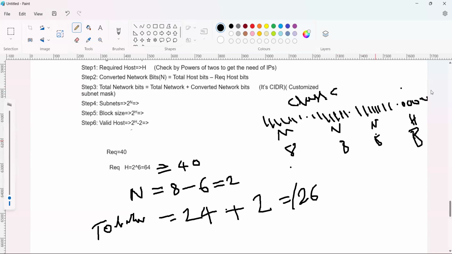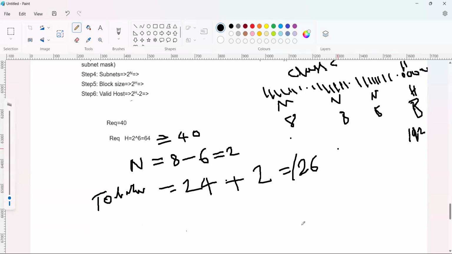Now the subnet mask of this one is 8 plus 8 plus 8 plus 2, so the last octet is 128 plus 64, so it will be 192. So the subnet mask for this is 255.255.255.192. This is the subnet mask also.